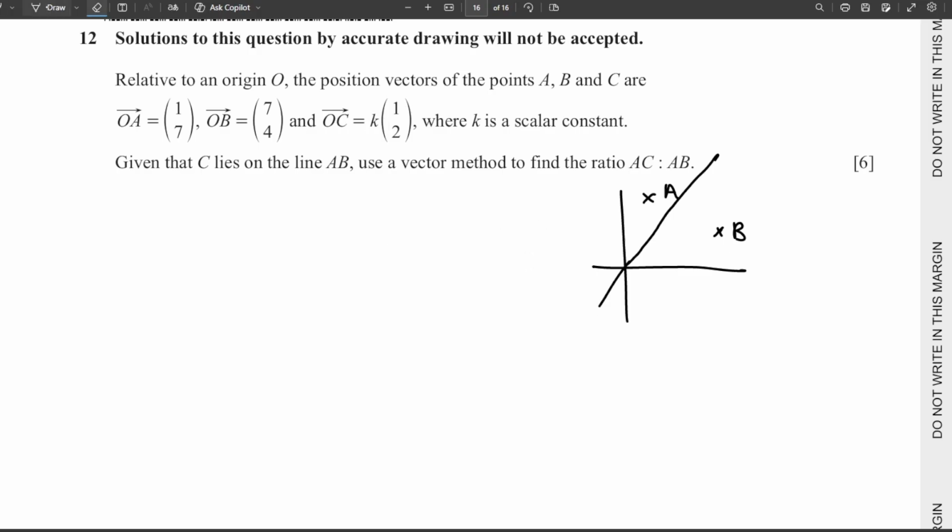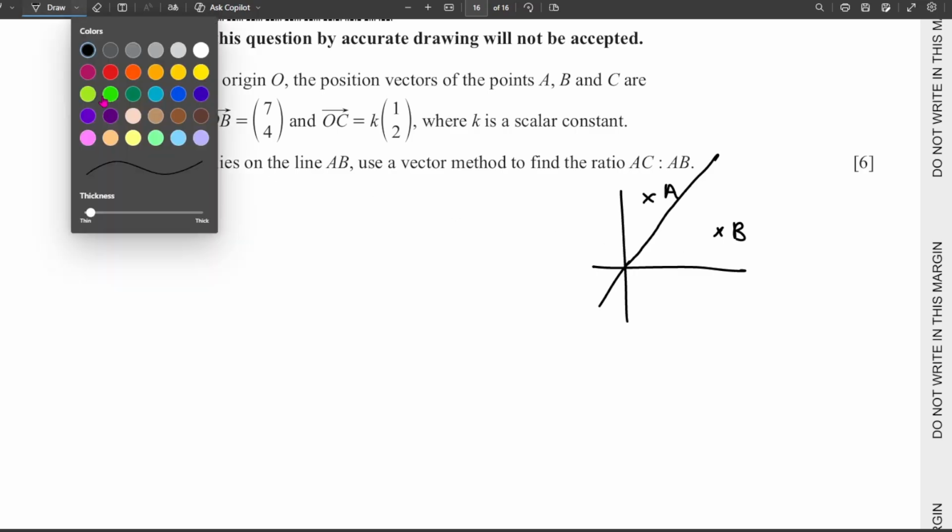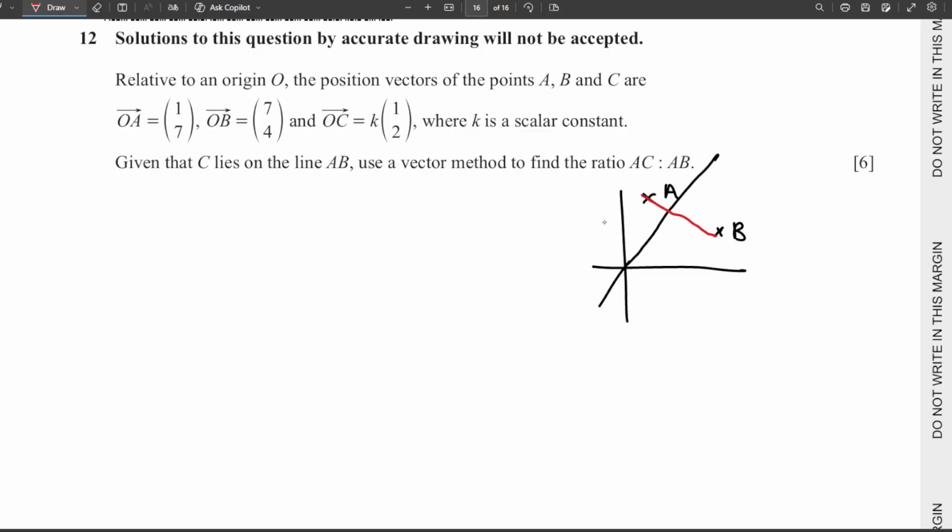It's something like a straight line formula, y equals mx plus c. Given that C lies on line AB, so AB is here. Given this is AB and this is C, C must be here already. So by drawing, that's where it is. But they don't accept by drawing, so we have to find the vector of the ratio AC to AB. So first let's try and find AB.